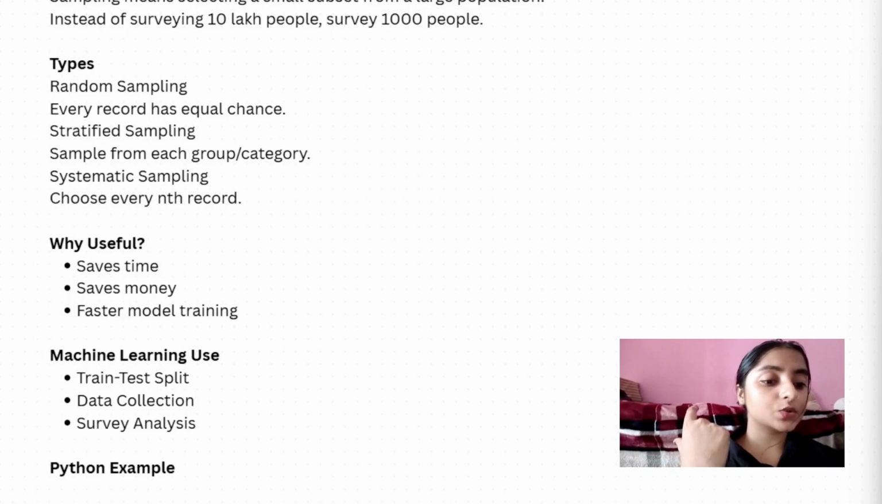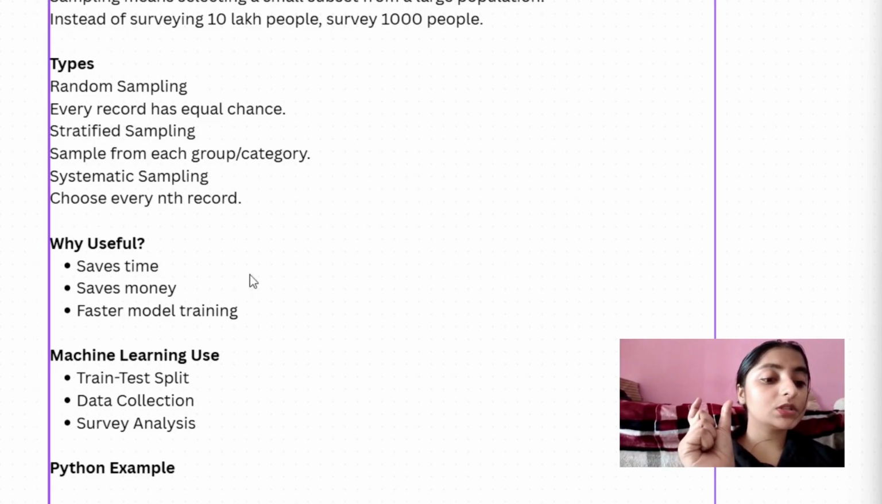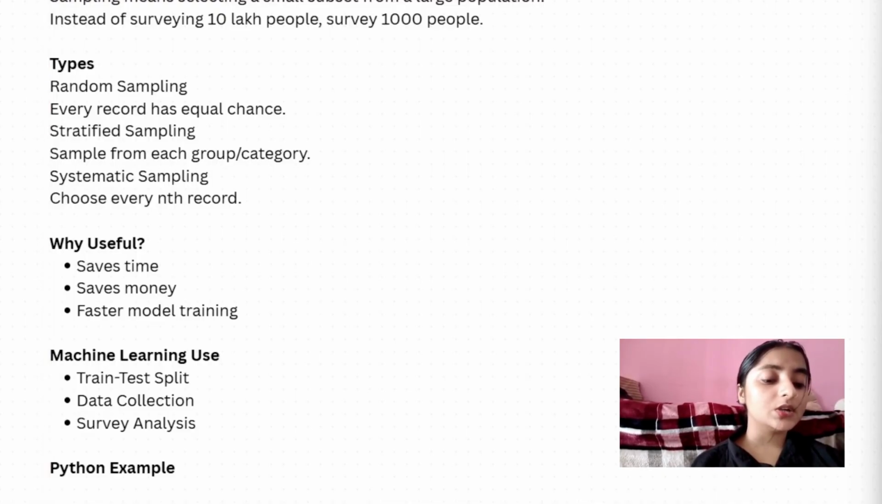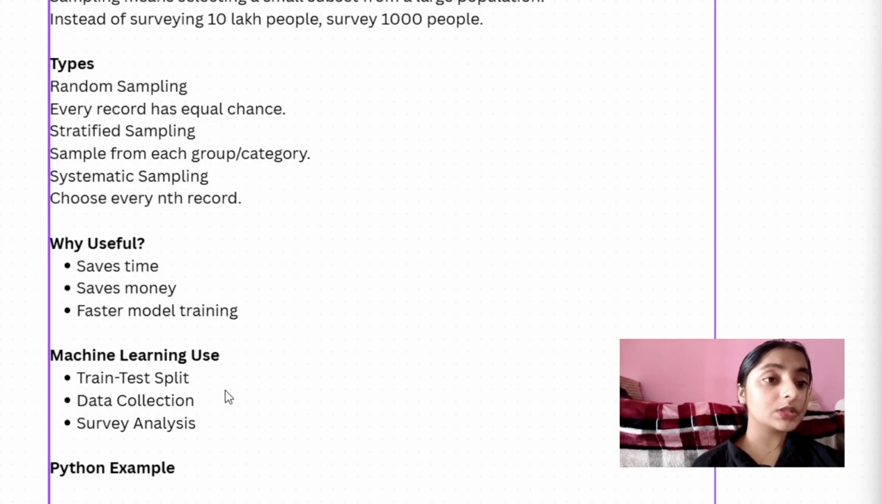In machine learning, it is used in train test split. Suppose 1000 records are there: 80% of the records go for training and 20% go for testing. The test data is like a sample of the original data. We already did this in the previous video, day 1: we took 80% of data for training and 20% for testing. So this is called sampling. The test data is a sample of the original data. Second, we collect customer reviews, surveys, responses, and sensor readings, and these also use sampling. So next one is survey analysis.